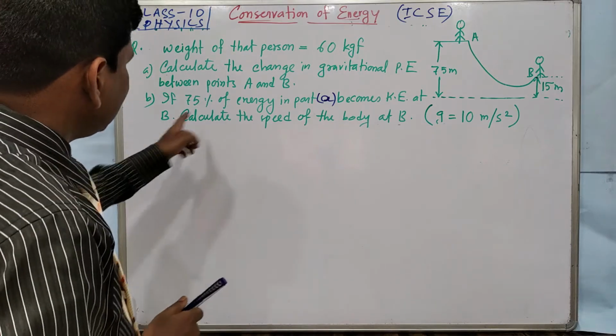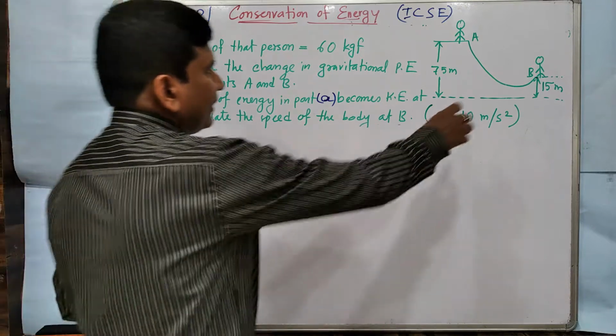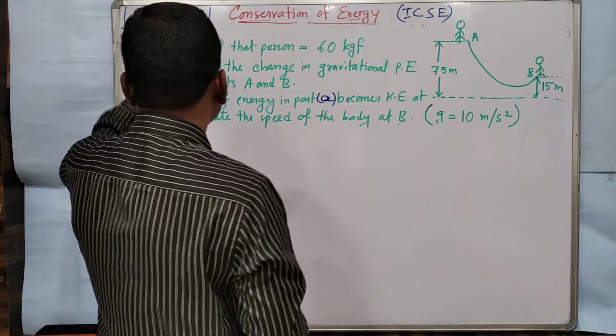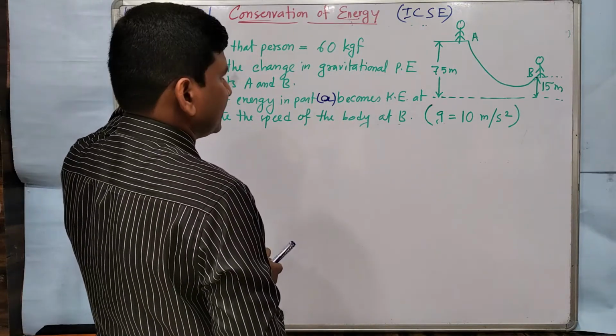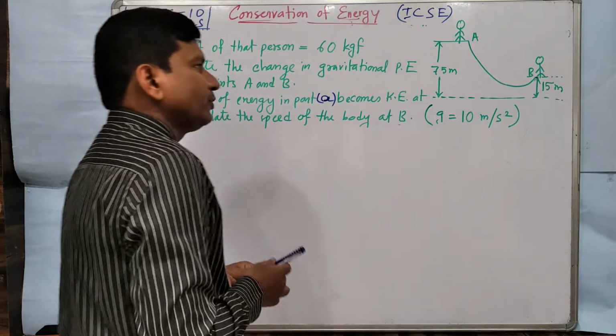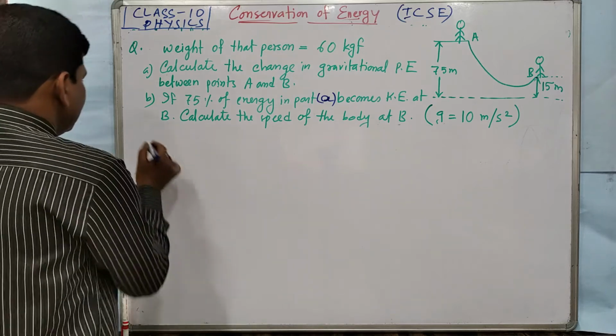Again, if 75% of energy in part A becomes the kinetic energy at point B, at this point the kinetic energy is equal to 75% of the change in the gravitational potential energy, whatever you are getting in this. Then we have to calculate the velocity with which the sky jumper is moving at point B. So let's see now, write down the solution.